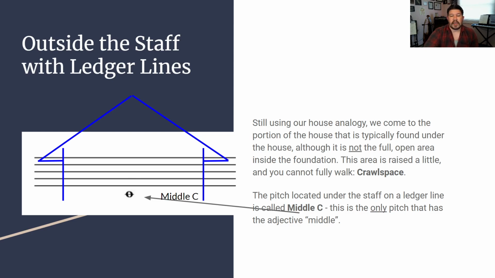You only need to have one ledger line per note. Now if you have like a pair of eighth notes, for example, you still get one ledger line per note. There will be a very small slight space in between the two of them. But that's not right now.